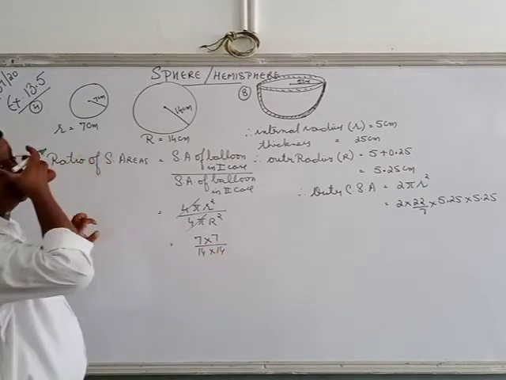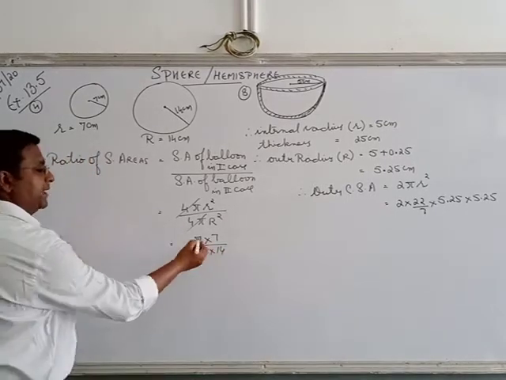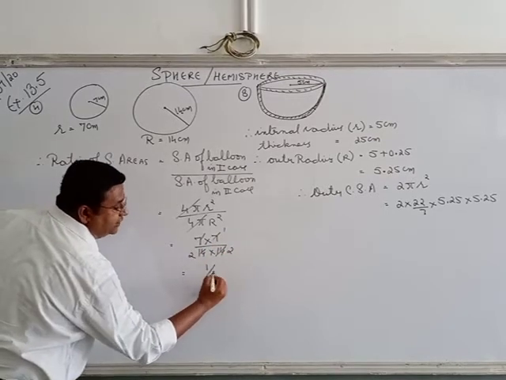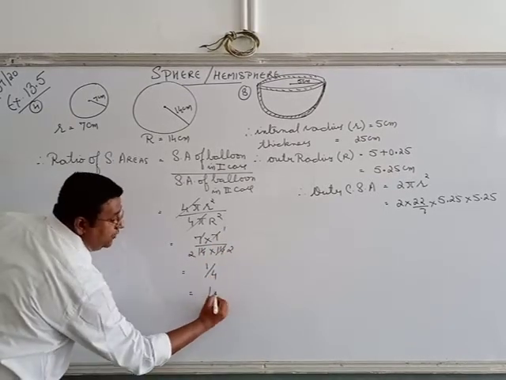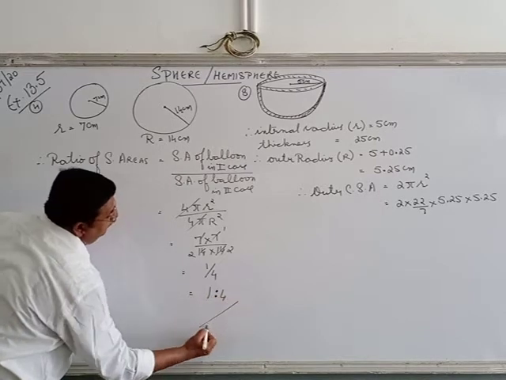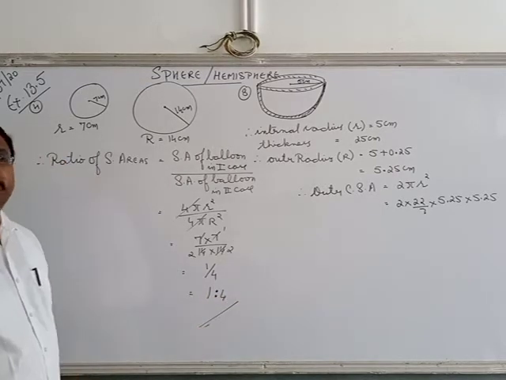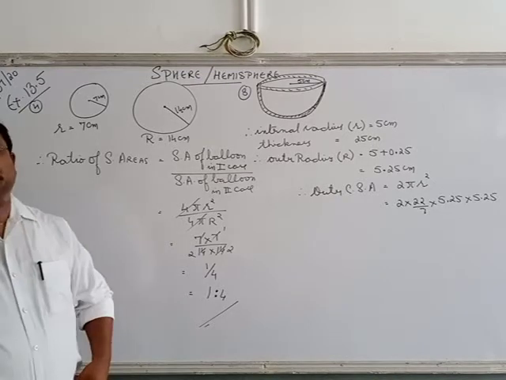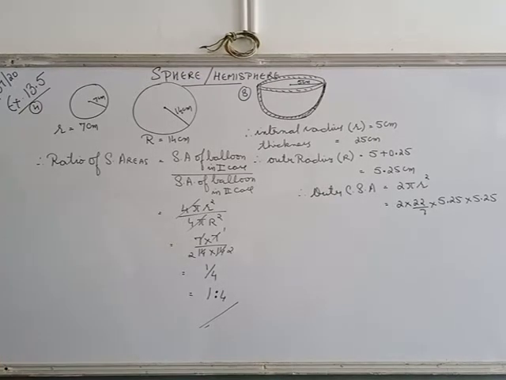We have done ratio questions previously also. Simple calculation, 7 ones are 7, 7 twos are 14. So what is the fraction? 1 by 4. What is the ratio? 1:4. Simple question. One more question on ratio is question number 9.